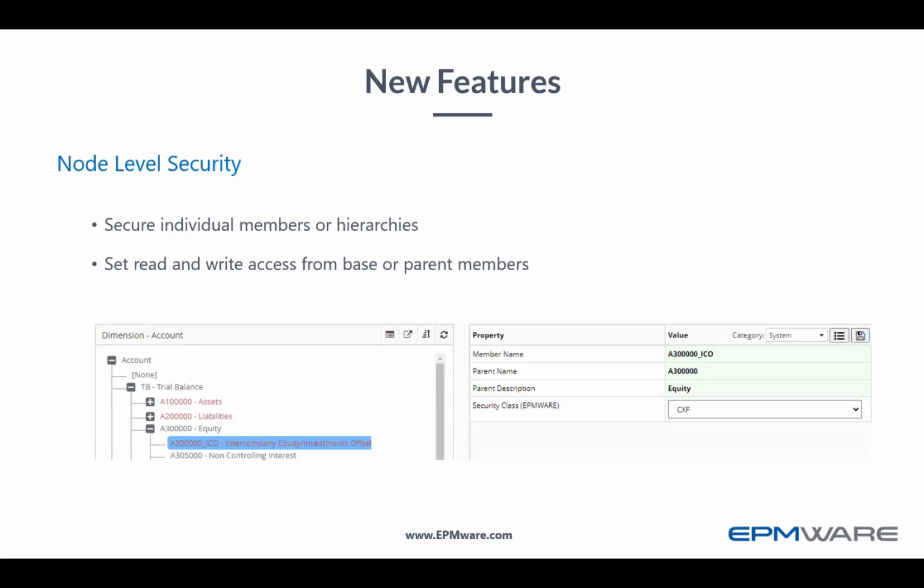If you wanted to do it for just a specific parent and all of its children, we have it set up where you can just create the security class for that parent, and then all of the security propagates down to the lower level members. So it's easy to set up. You don't have to select every member and put a security class on it if you just want to lock down an individual hierarchy, for example.